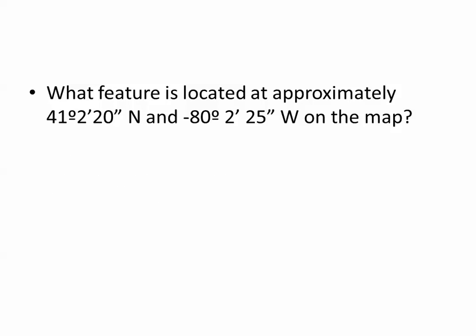Now, our next question is, what feature is located at approximately 41 degrees 2 minutes 20 seconds north and negative 80 degrees or 80 degrees 2 minutes 25 seconds west? Okay, now, a couple things we have here. First of all, we're somewhat familiar with the map, and we notice that our west coordinates are almost the same as they were for the previous question. So we know roughly where that area is. And if you remember, we looked up the map to find our next graticule mark, and we found that that was at 41 degrees 2 minutes 30 seconds. So we kind of know where we're looking here, but let's look at the map and see where we get to.